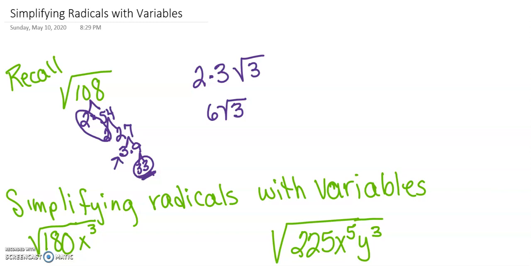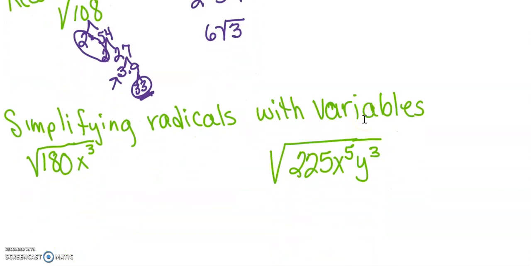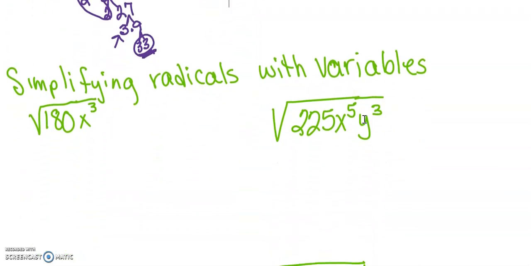Now this is what we did yesterday. So today we're going to put variables with it. Yay! I'm going to put some letters in here. All right? So let's look at a couple of examples here. So we're going to treat our number exactly the way we've been treating it. We're going to break it down, maybe see if we can find some perfect squared numbers in there.